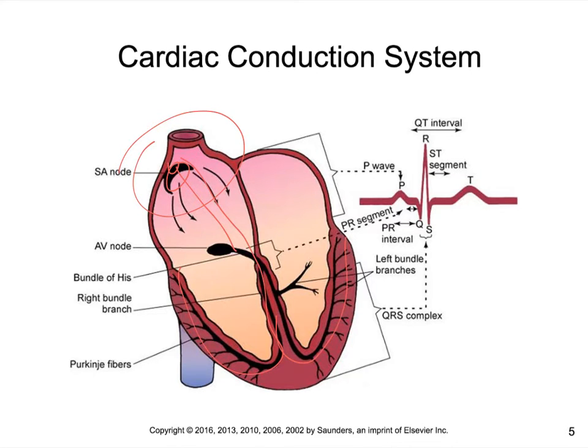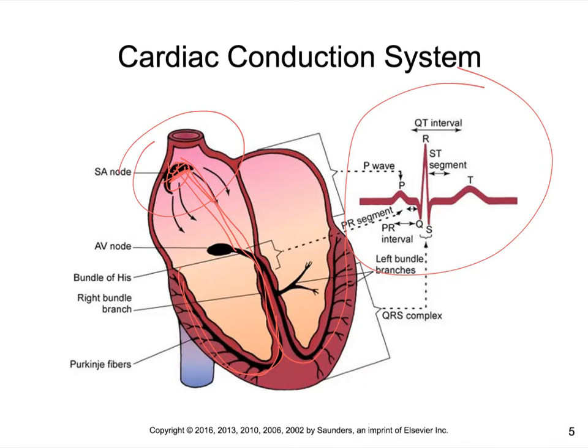So these are unique cells. Basically, automaticity is the ability to stimulate its own impulse. Excitability is the rest of the cells responding, and then we conduct it. The firing of the SA node, as you can see in this part here, is the P wave on an EKG.